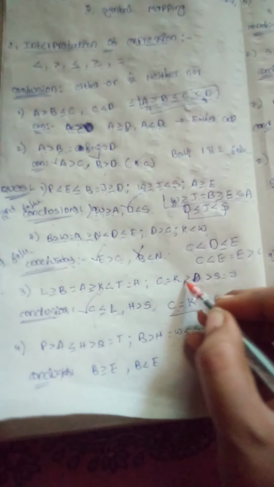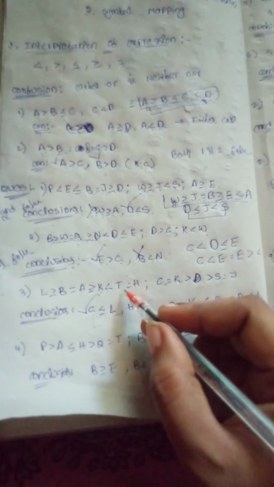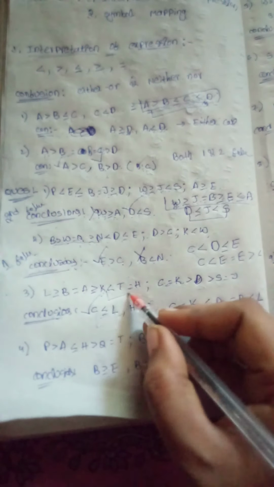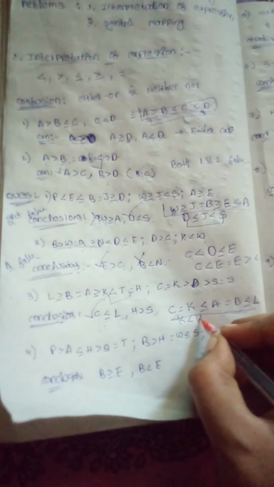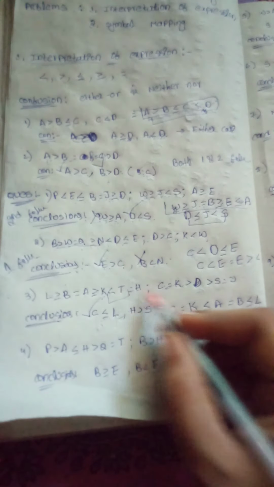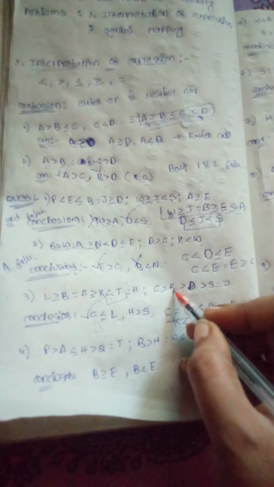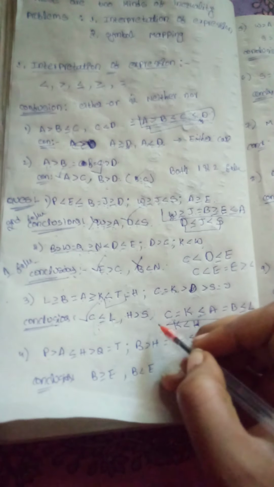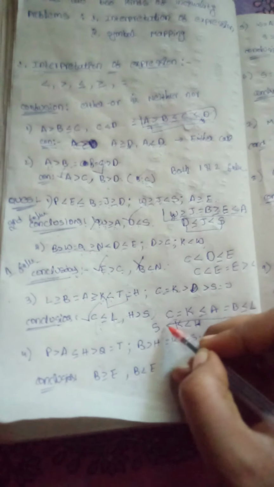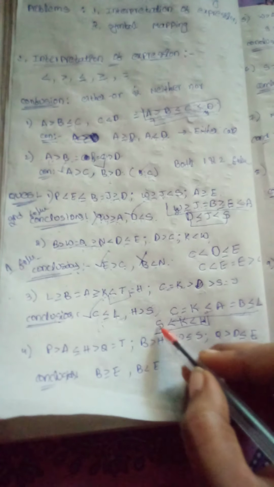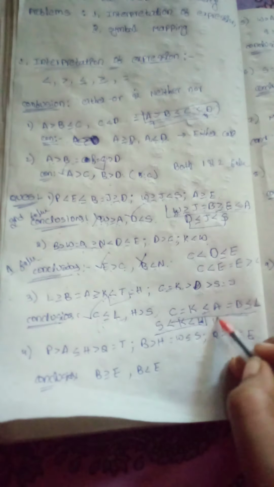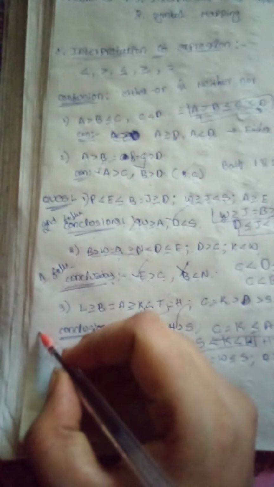Next one is H is greater than S. From the 1 and 2 expressions, K is less than H. That means K is less than H from the first equation, and also from the second equation K is greater than S. That means S is less than K. From this expression we clearly say that S is less than H. That means H is greater than S. So the second also follows. The third question answer is both follow.